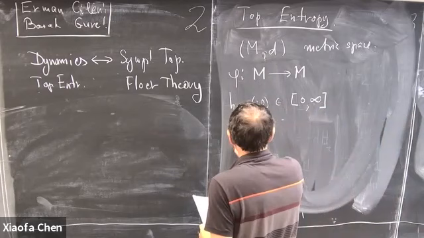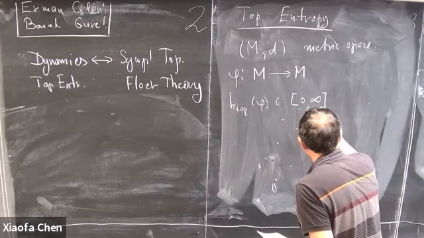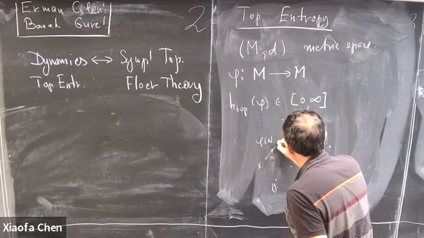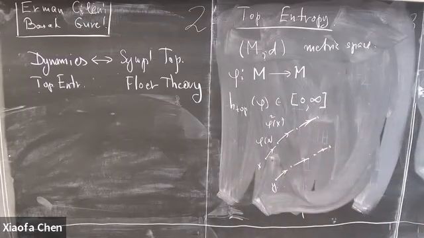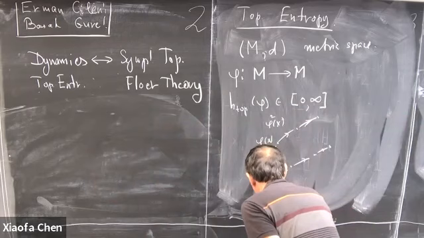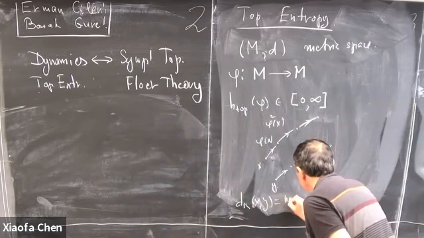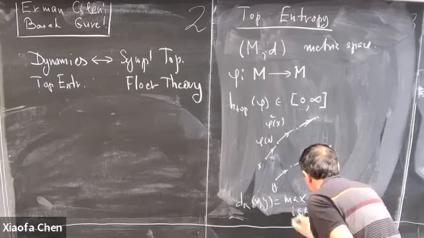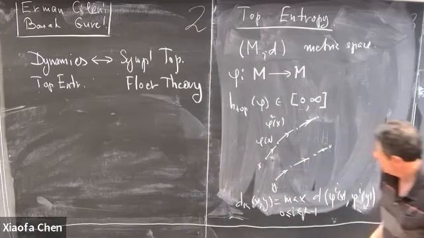Let's take two points, X and Y, and start tracking their orbits: X, phi of X, phi squared of X, and likewise for Y. This orbit might or might not diverge. So to measure that, we will form a metric, d_k, between X and Y, which is just the maximum of pairwise distances, where i ranges from zero to k minus one, between phi^i of X and phi^i of Y.